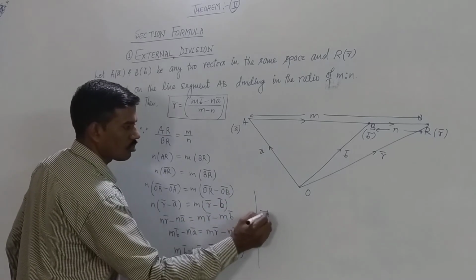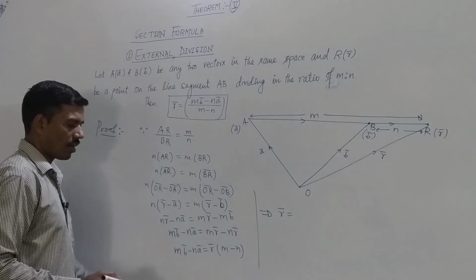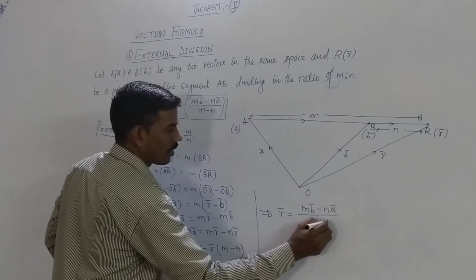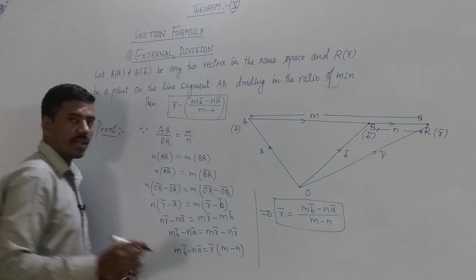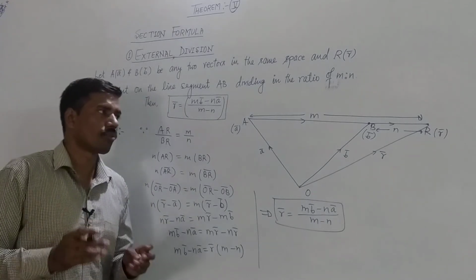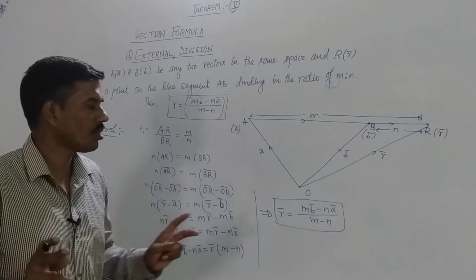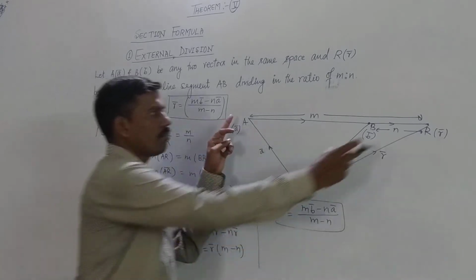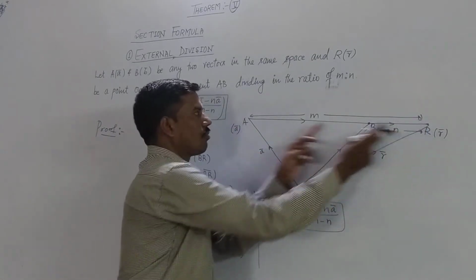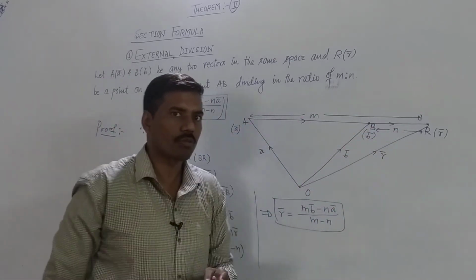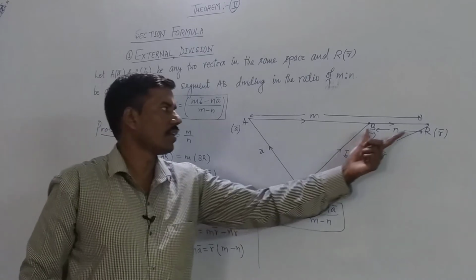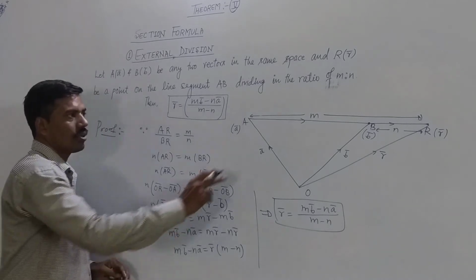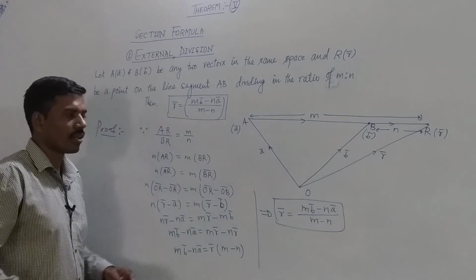So in this way we can calculate vector r is equal to m into vector b minus n into vector a whole divided by m minus n. So this one is our external division formula, that is point R divides the given line segment AB in the ratio of m is to n externally. That is vector r is equal to m into vector b minus n into vector a. m is multiplied with vector b, n is multiplied with vector a, and the subtraction of both, the ratio m and n, are subtracted in the denominator.